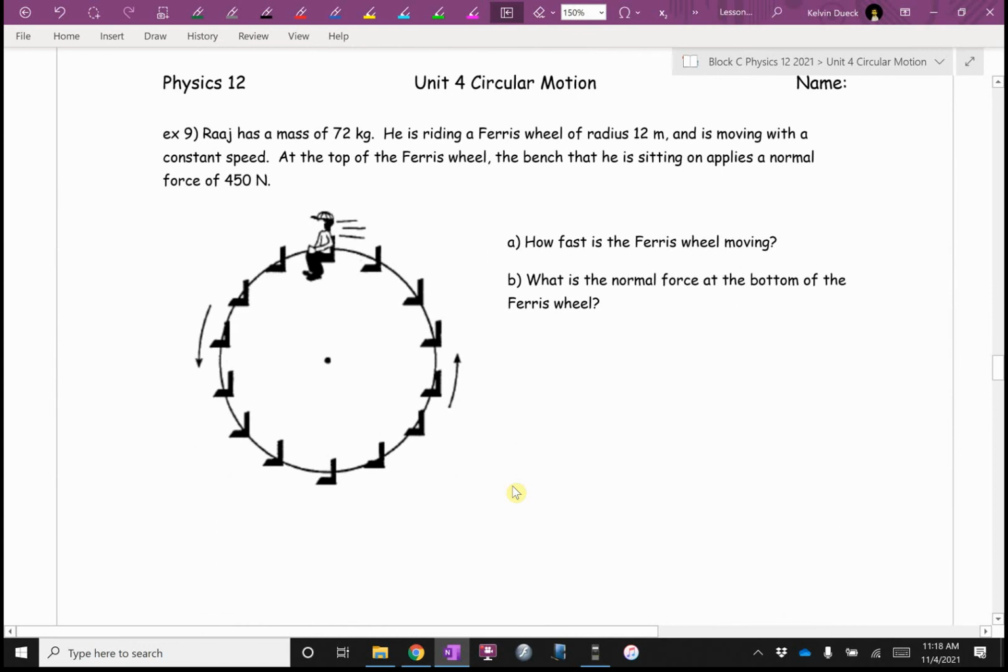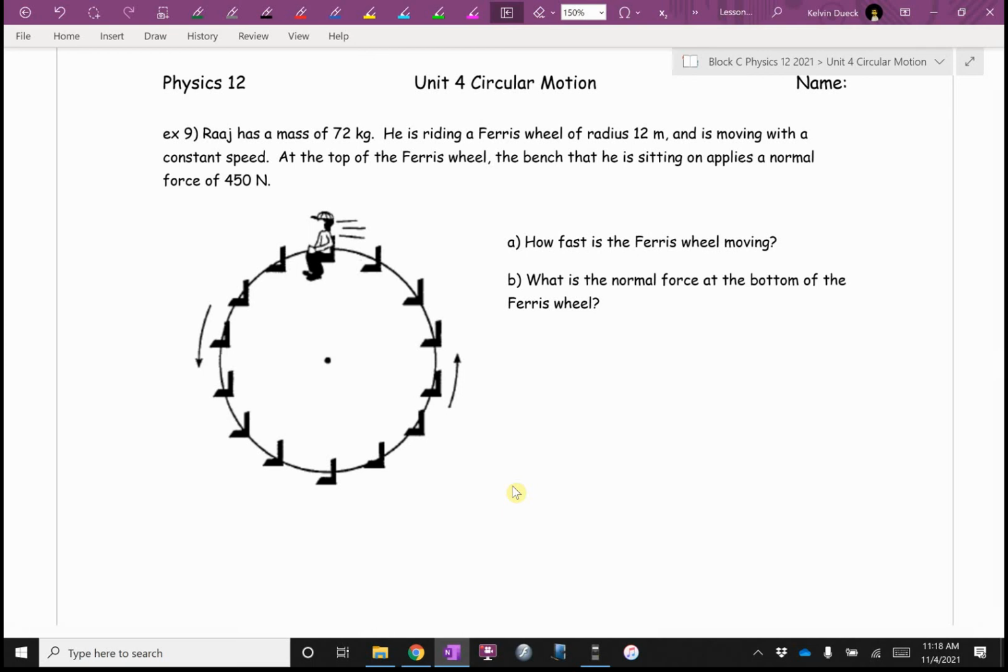Example 9. Raj has a mass of 72 kilograms. He's riding a Ferris wheel. I like example 9. He's riding a Ferris wheel of radius 12 meters and is moving with a constant speed. At the top of the Ferris wheel, the bench that he is sitting on applies a normal force of 450 newtons.